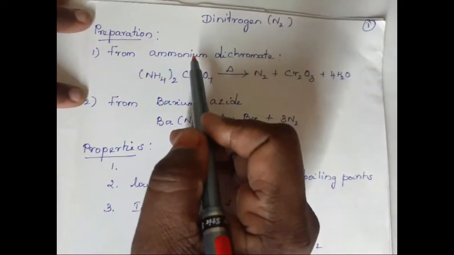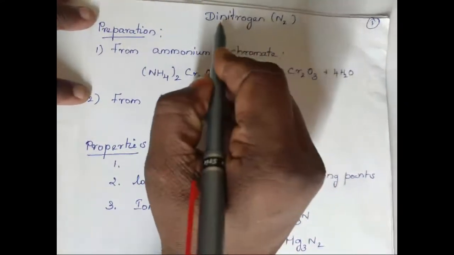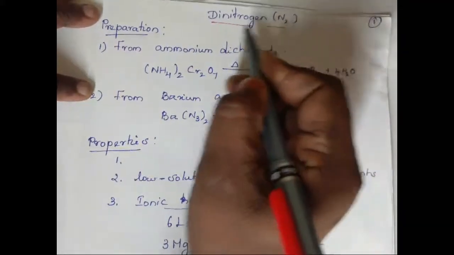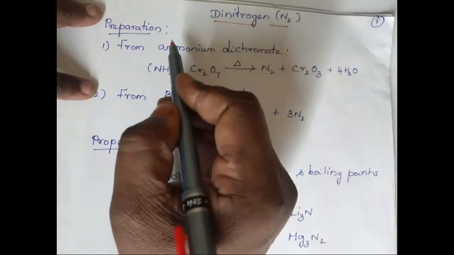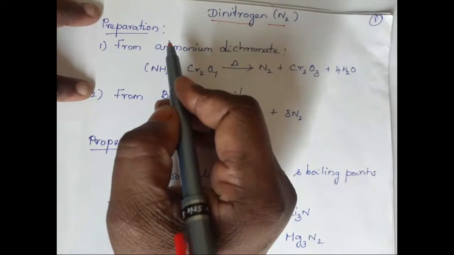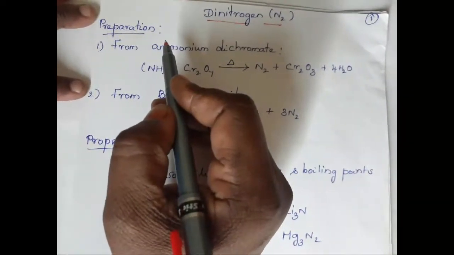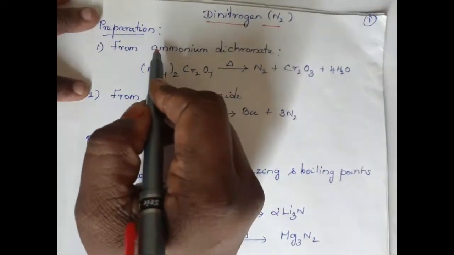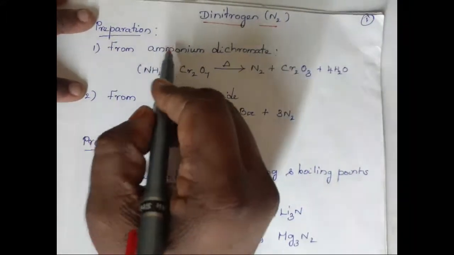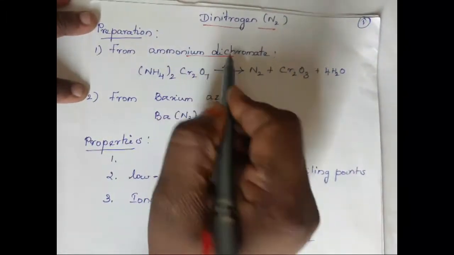Good morning, children. Today we are going to see about dinitrogen, that is N2. Commercially, nitrogen is prepared by the liquefaction and fractional distillation of air. Now we are going to see the preparation of dinitrogen from ammonium dichromate.